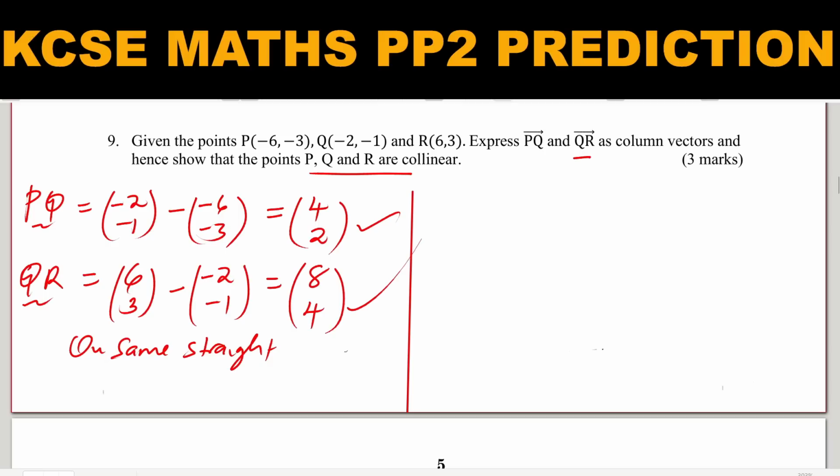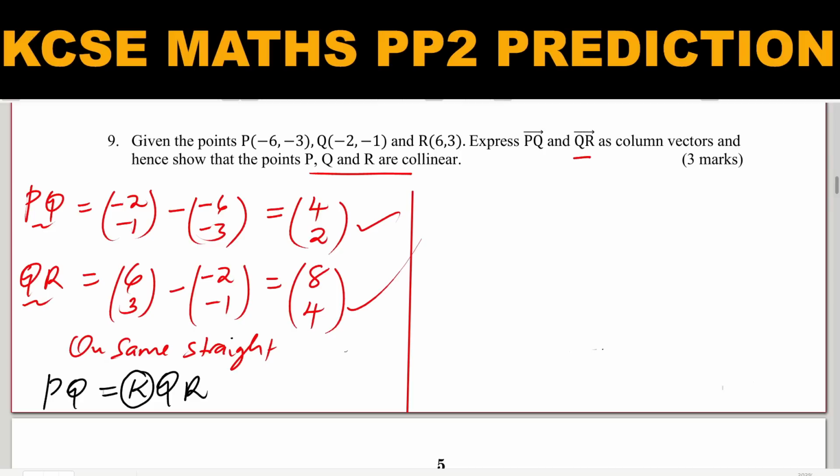And this is what I mean. Showing that there exists a scalar between them, that is PQ and QR, means that one of them is a scalar multiple of the other. So this is what you do. You show that PQ is equal to K times QR, where K is a scalar that exists between the two vectors. So once you show that this K is common, then that will mean that vector PQ is parallel to vector QR. So let us show that.